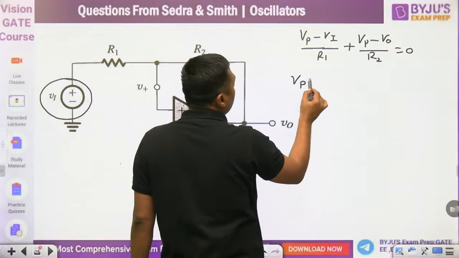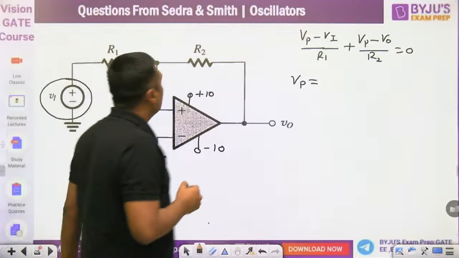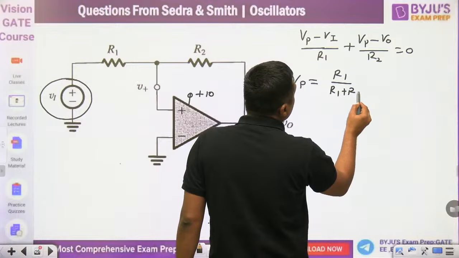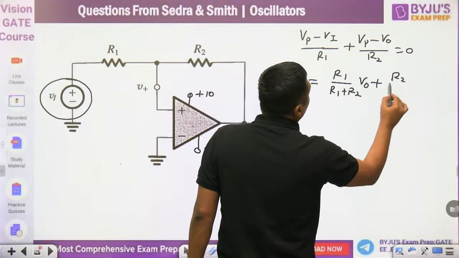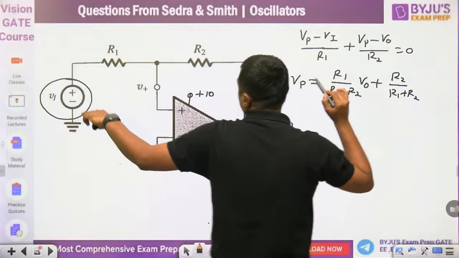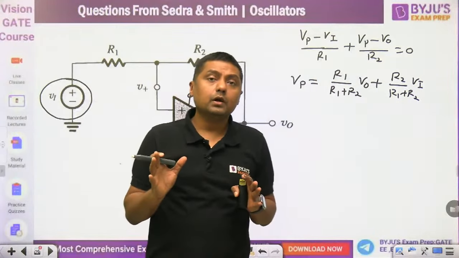Now you can arrange this and you will find VP is equal to R1 upon R1 plus R2 into V0 plus R2 upon R1 plus R2 into VI. Okay, once you get the VP, then for two values of V0, equate it to what?